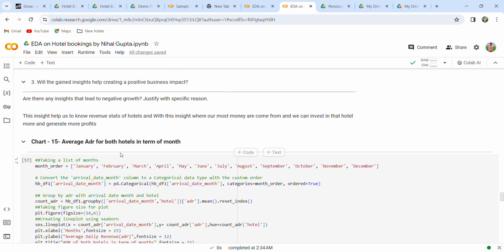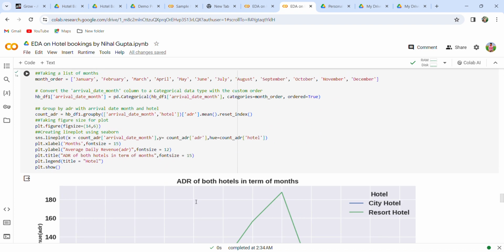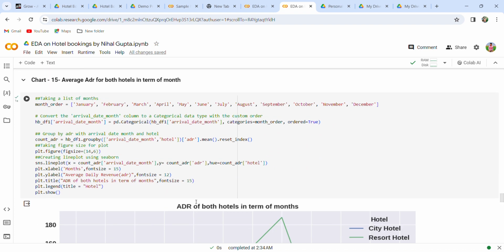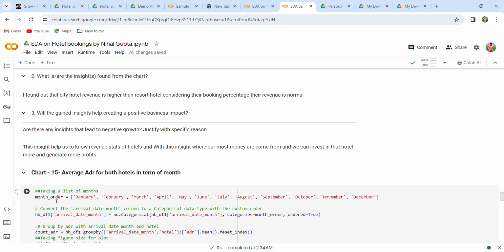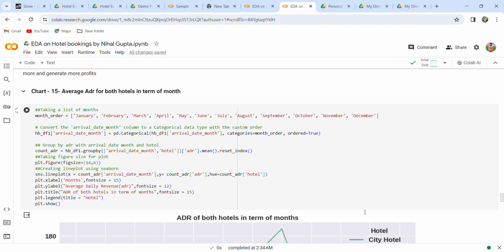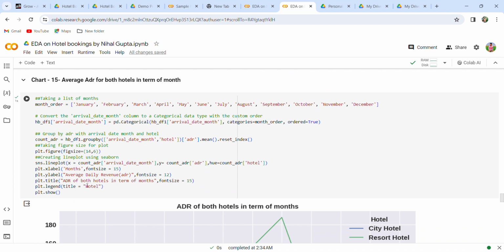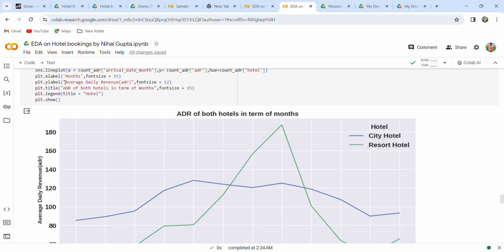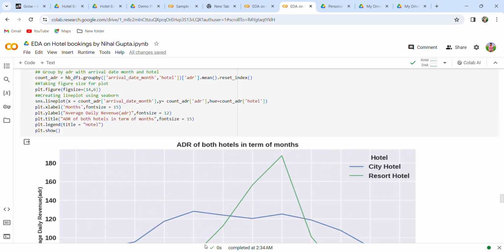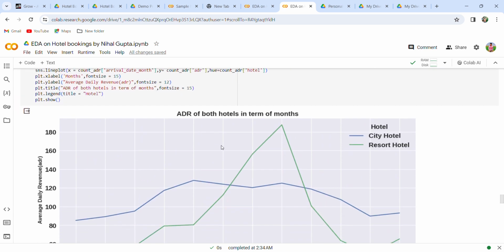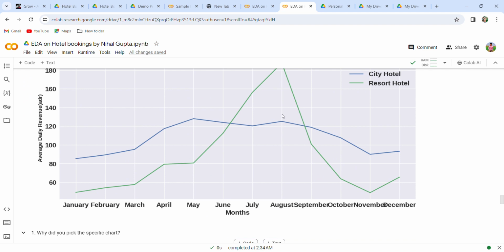Average ADR for both hotels in terms of month. Here we are going to take out average ADR. We have made a list of the months, done the analysis on that, and plotted it in the chart. We can see that in July the resort hotel is at its peak for ADR, and then it falls, with the lowest in November.